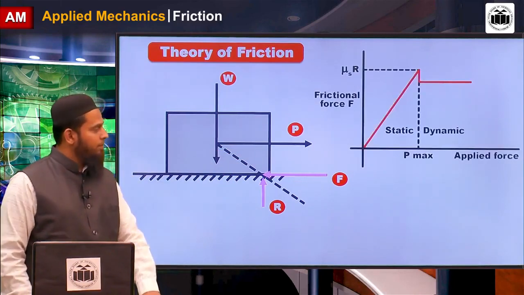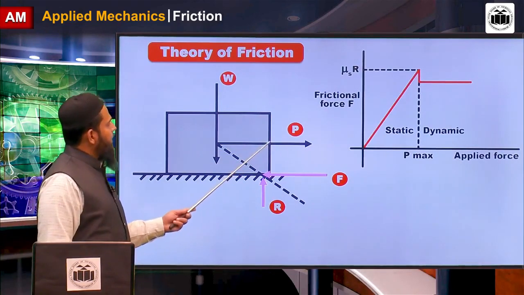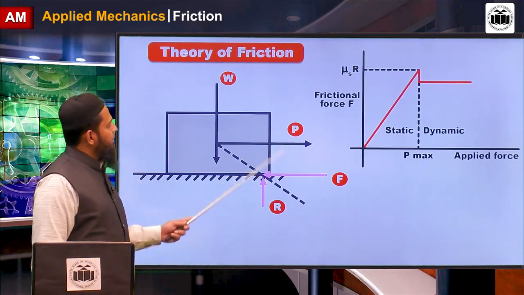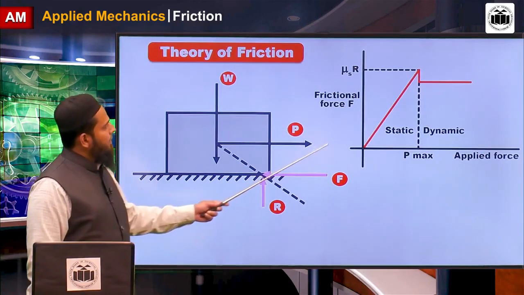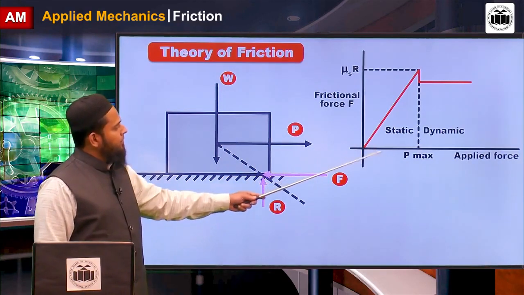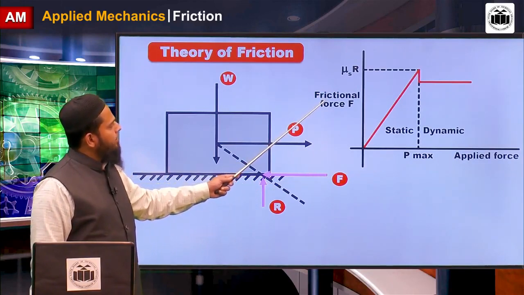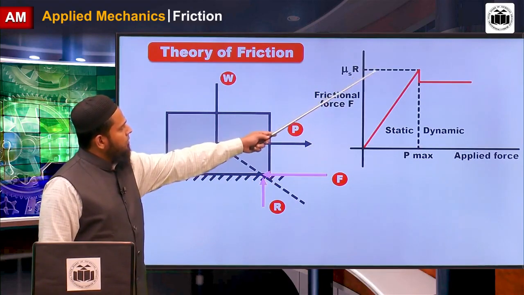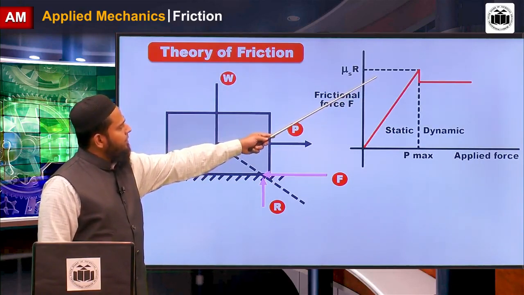Now, if I increase the pulling force P, the frictional force will also increase, and the graph between applied force and frictional force is a straight line. At the maximum, it is on the verge of motion, so it is called limiting friction.